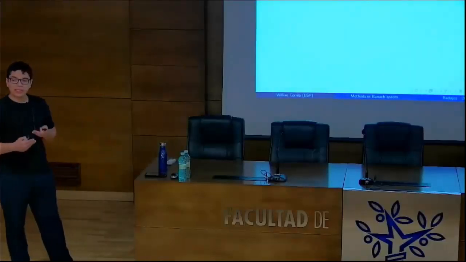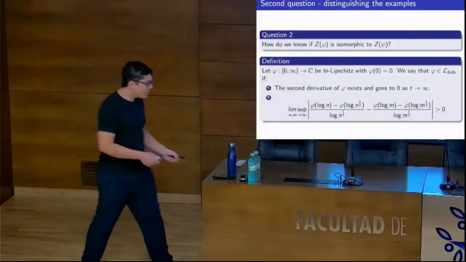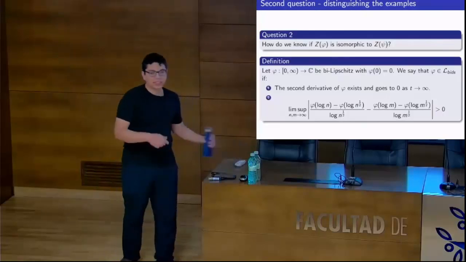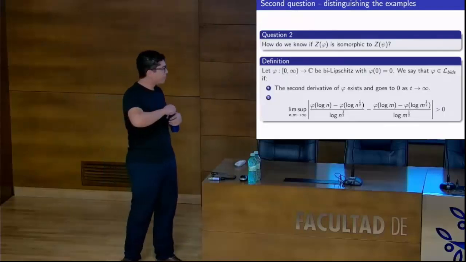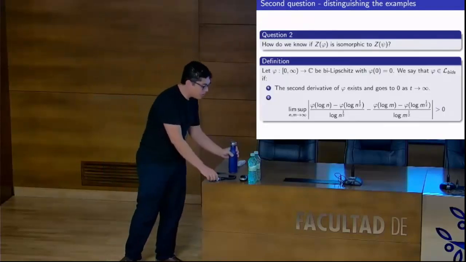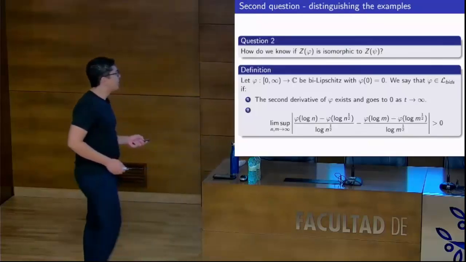Now the second one: how can we distinguish between the examples? Because like I said, these spaces are very similar to each other. So we entered the proof of Kalton that the spaces are different, and we were able to see what really is used there. Okay, so these are the properties that are used.